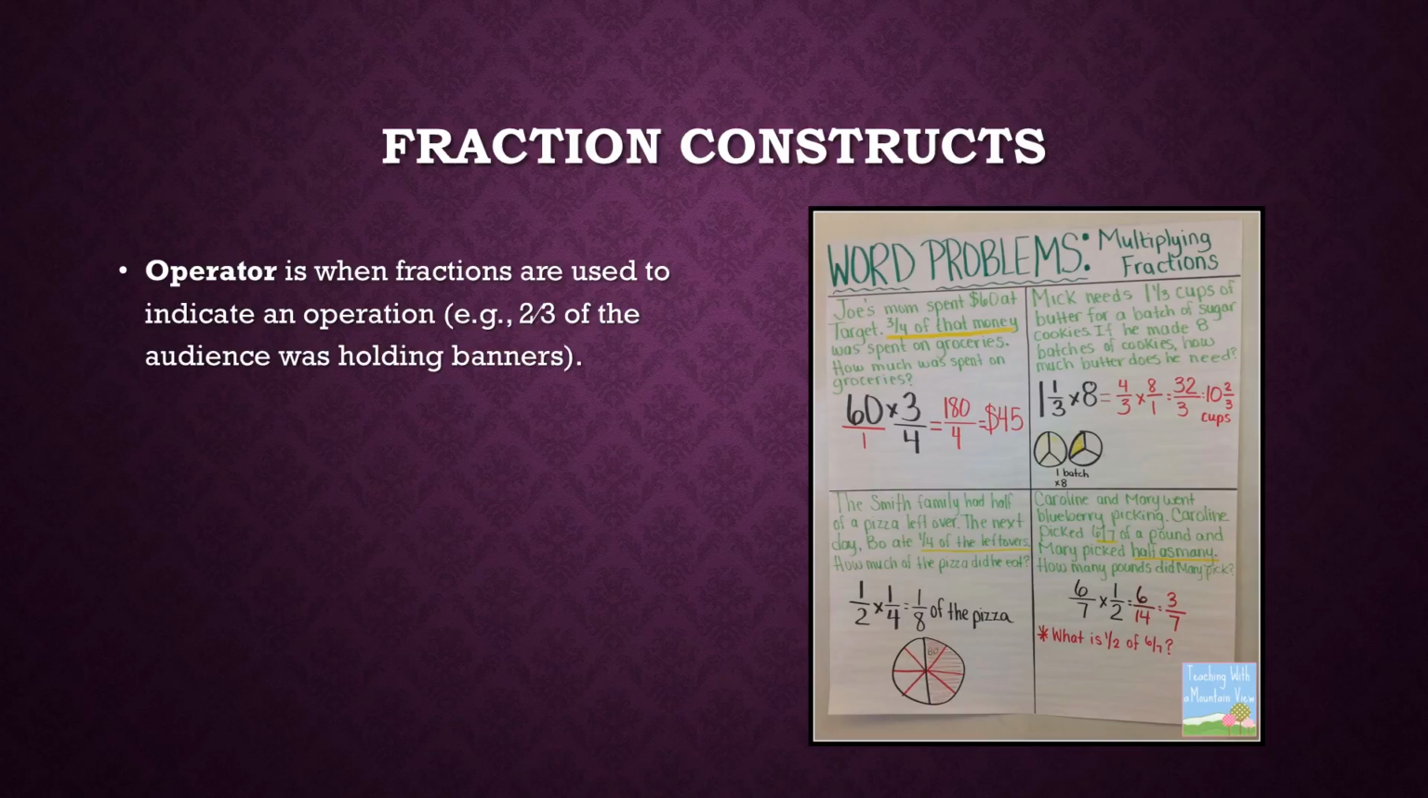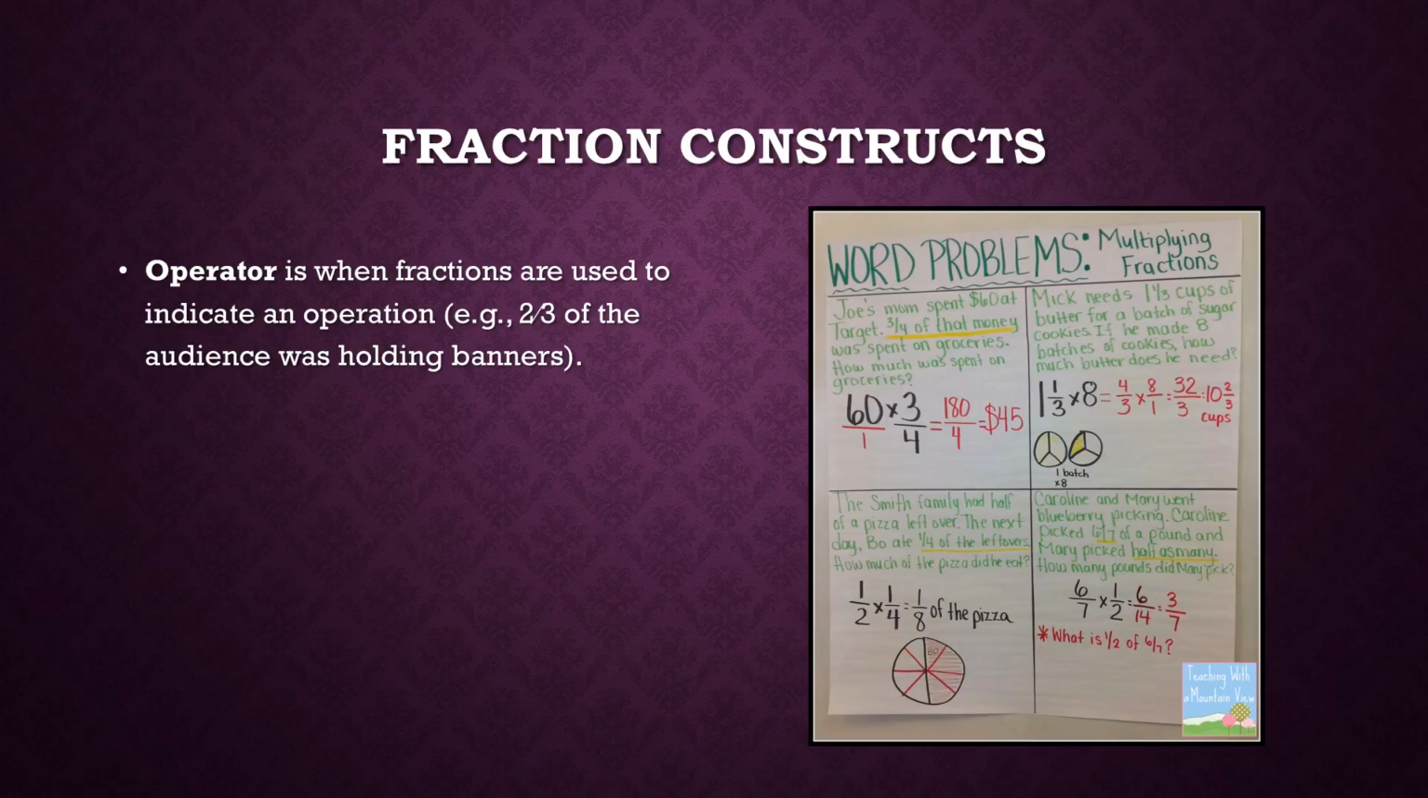The next fraction construct is that of operator. It's when the fractions are used to indicate an operation, and usually we talk about this when we talk about multiplication, because of in math generally means to multiply. And here are some examples of word problems with multiplying fractions. Underlined there, 3/4 of the money. Of means multiply. So 3/4 of $60, or 60 times 3/4. And then we would multiply straight across and get our answer.